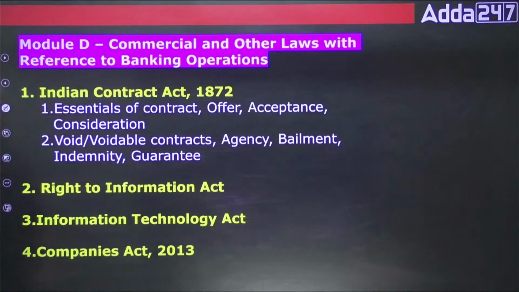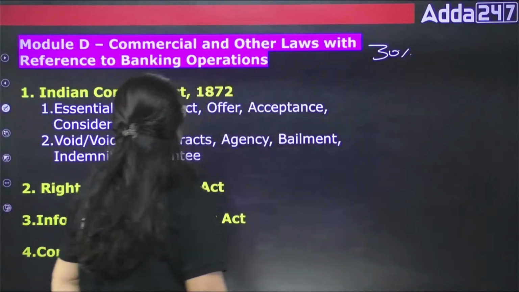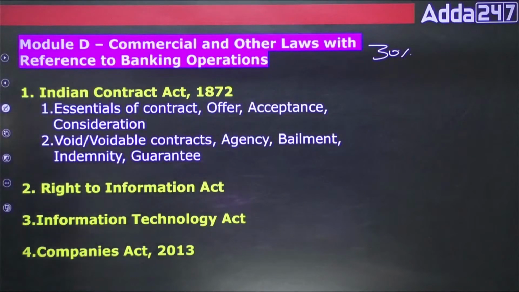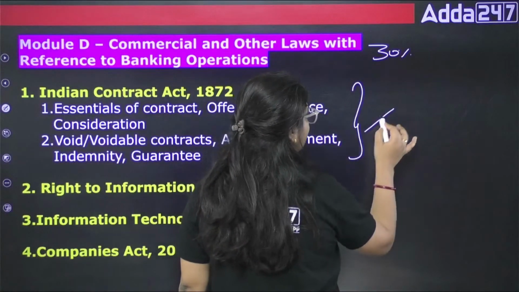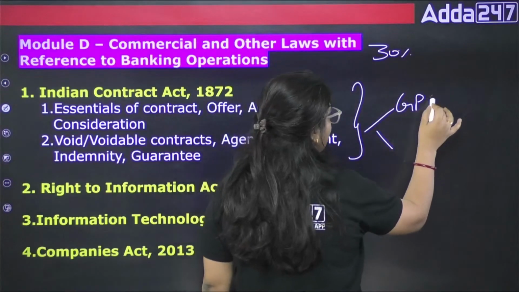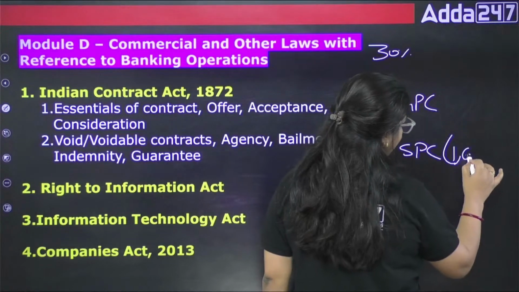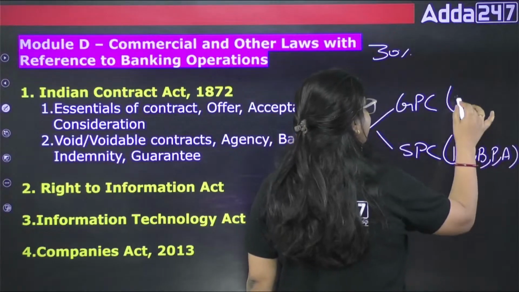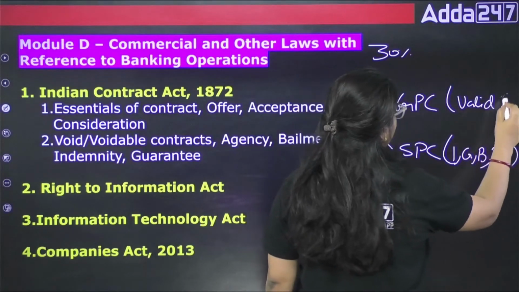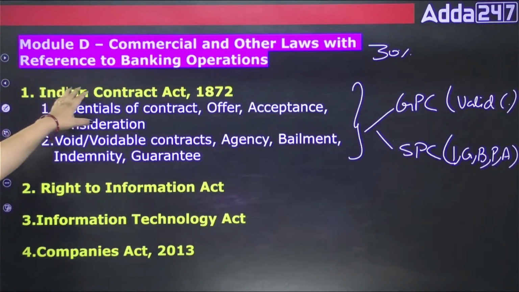Then, class, we have module D. In module D, as you can see, 30% questions come from module D. How much? 30%. So the Indian Contract Act is very important. Basically, the Contract Act is divided into two parts: general principles of contract, and special contracts such as indemnity, guarantee, bailment, pledge, agency. And in this, the essential points about a valid contract. So these two are the concepts that you have to study in the Indian Contract Act.